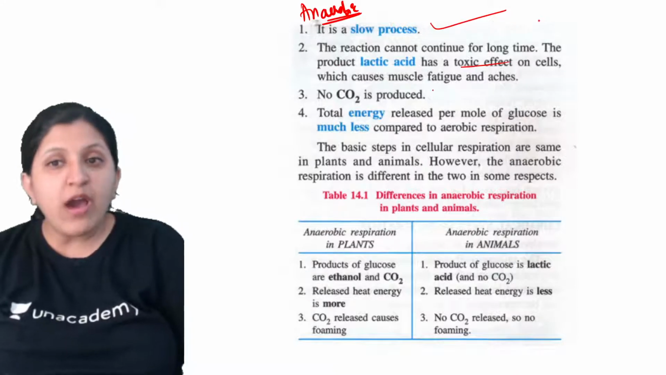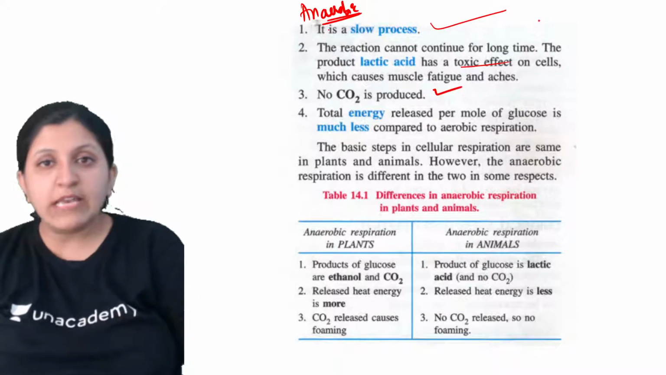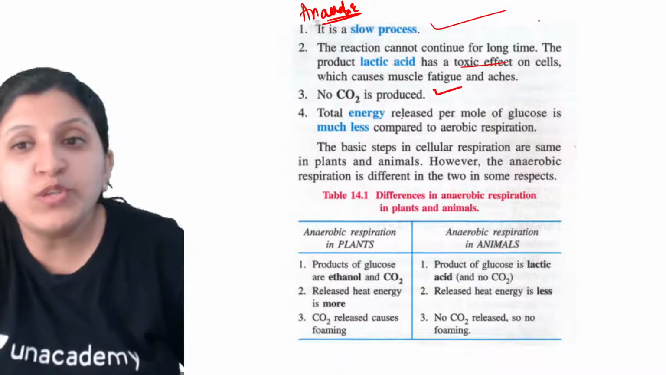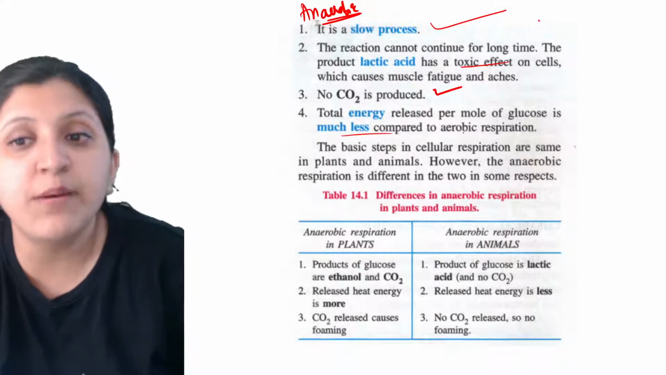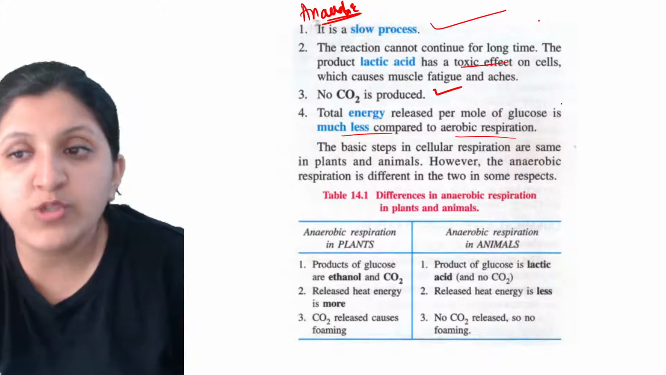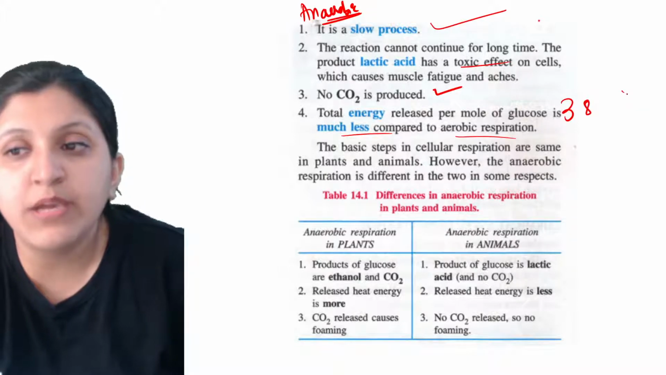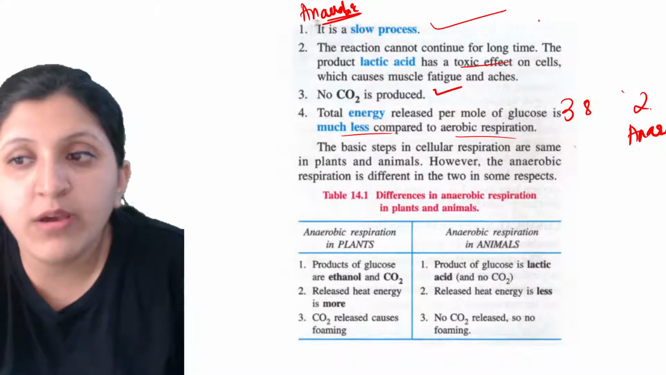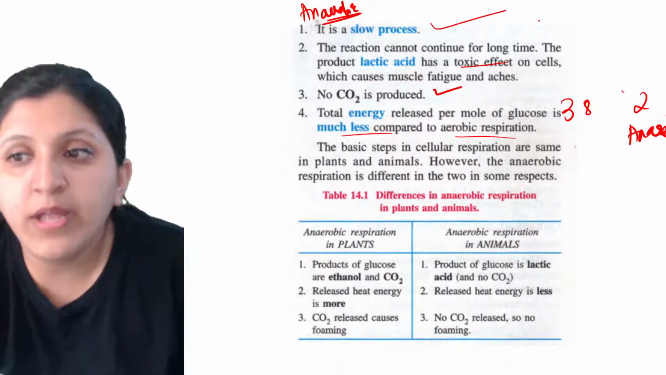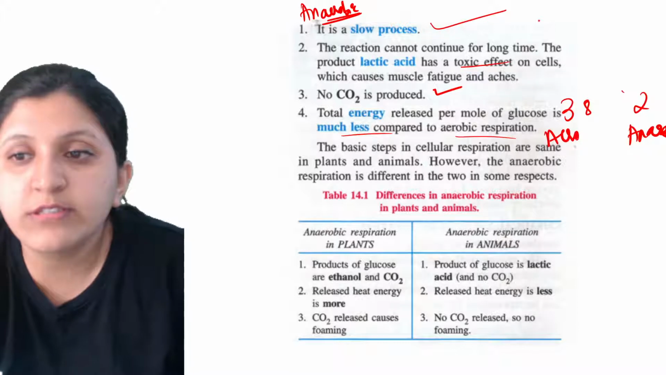There is no carbon dioxide released here in anaerobic respiration. The total energy released per mole of glucose is much less compared to the aerobic one. There it is 38 ATP, and here it is 2 ATP. So this is for anaerobic, and the other one is aerobic.